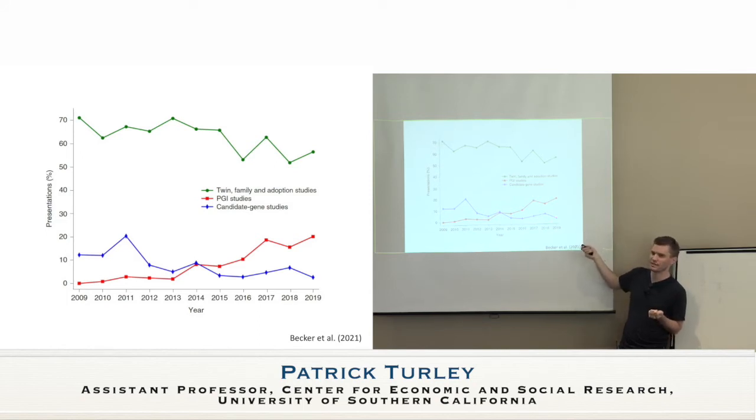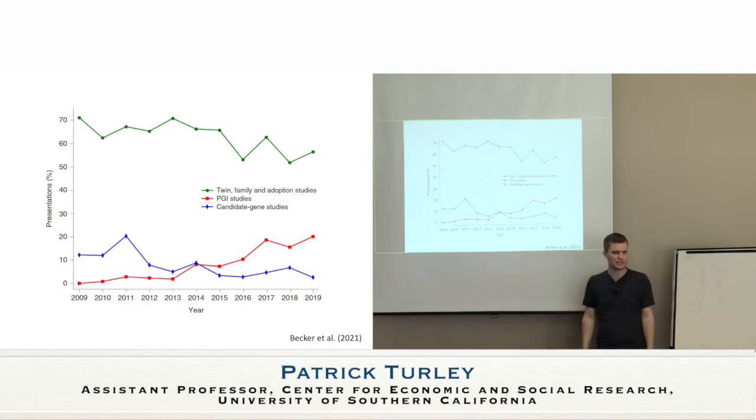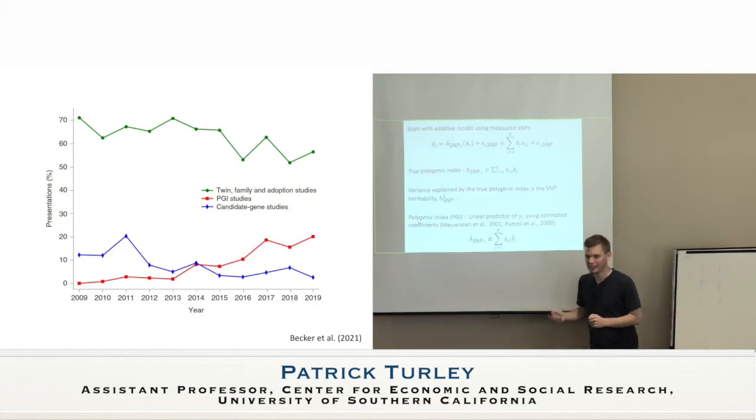Candidate gene studies has been decreasing. Looks like family-based studies is going down slightly. I wonder if this is going to go up again now that we've realized how important gene-environment correlation is. But yeah, so these are becoming increasingly important, and they're really valuable and relatively easy tools to use. Not necessarily easy to interpret, but they're widely available.